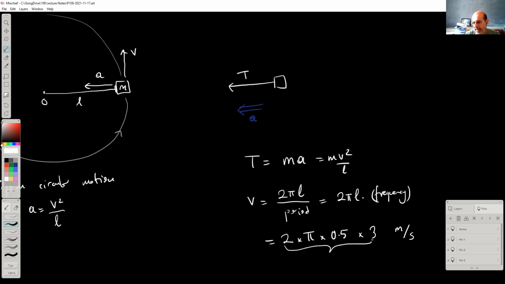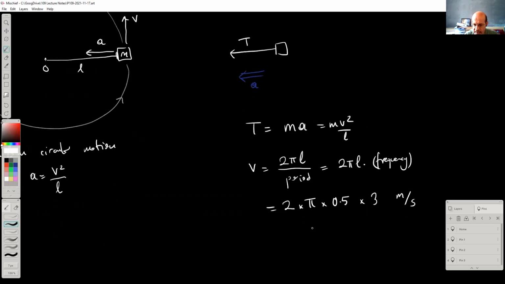So this is the length traveled by the object within 1 second. And so as a result, this is what we get. This is about 9 meters per second. I'm essentially taking pi to be equal to 3. And so therefore the acceleration is v squared over L. So that's going to be 9 squared divided by 0.5. That's 160 meters per second squared.